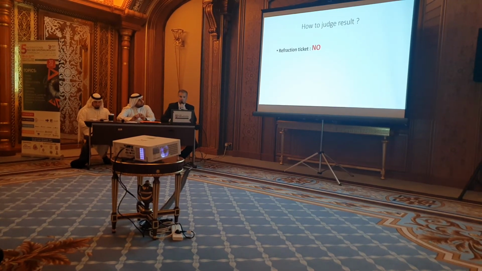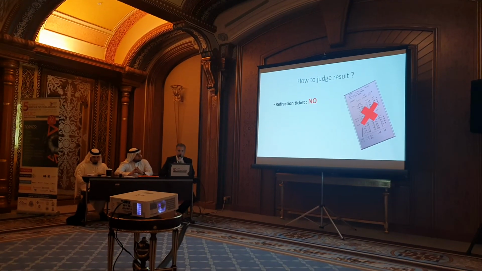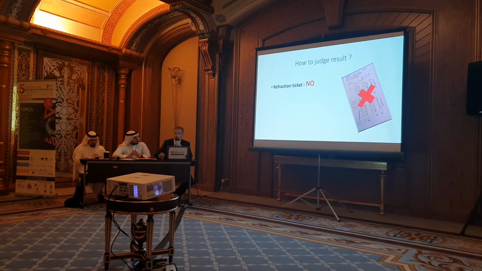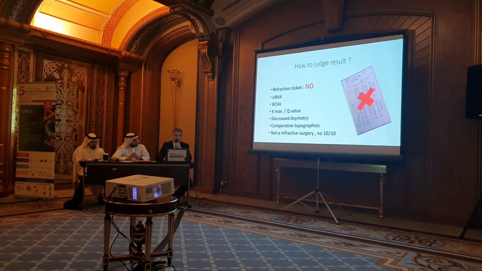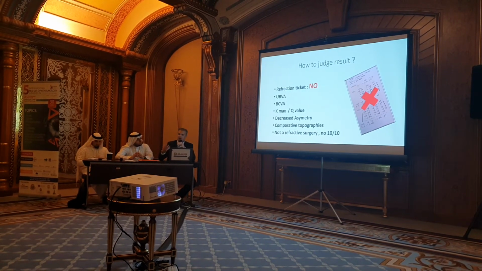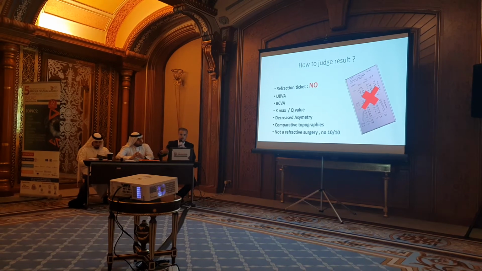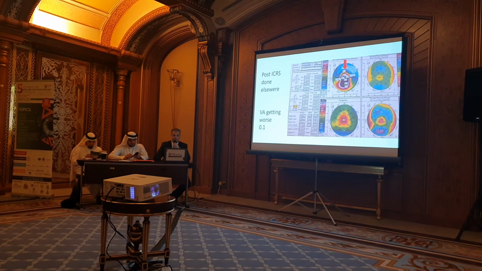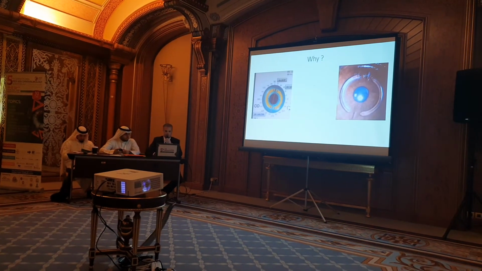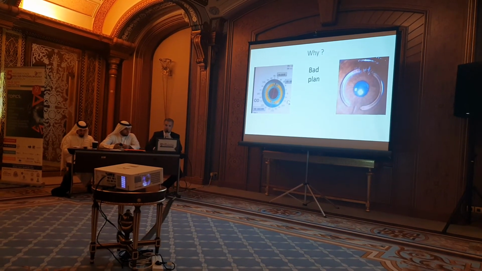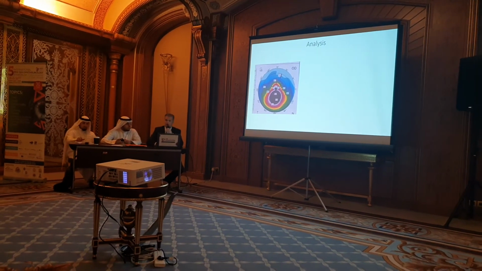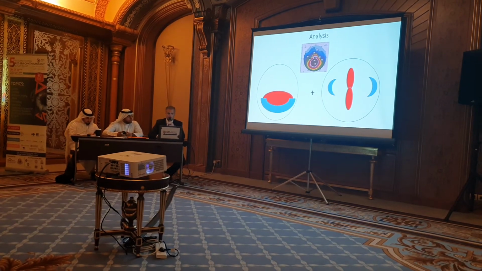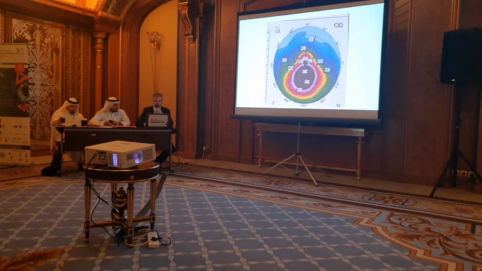And how to judge results? You shouldn't use the refraction ticket, because refraction is not a good tool to evaluate keratoconus at all. But you can evaluate by uncorrected and best corrected visual acuity, K-max, Q value, etc. So we have some clinical cases where the nomogram doesn't work, because it doesn't take asymmetry into consideration. But I do not have enough time to detail all this.